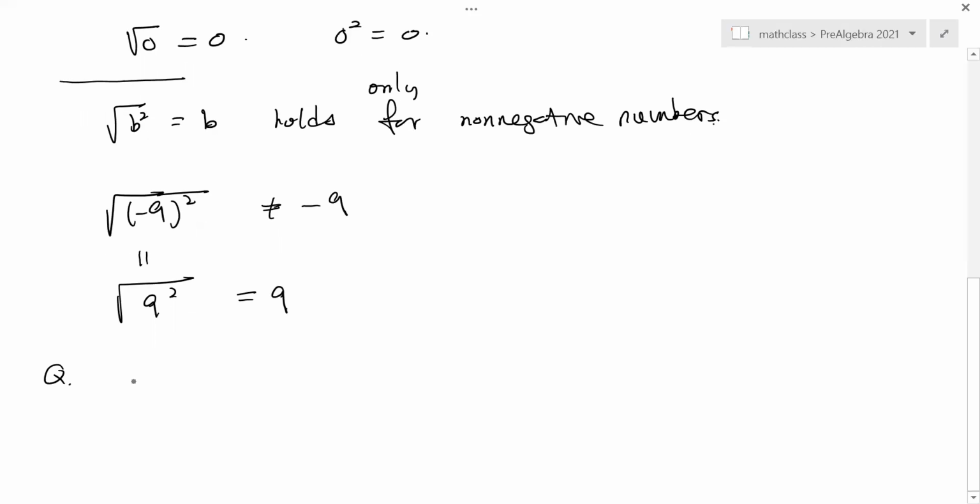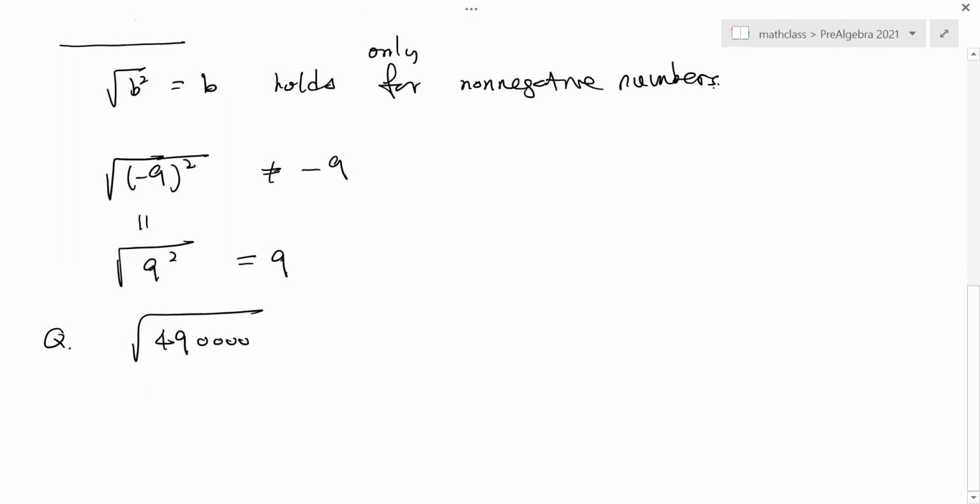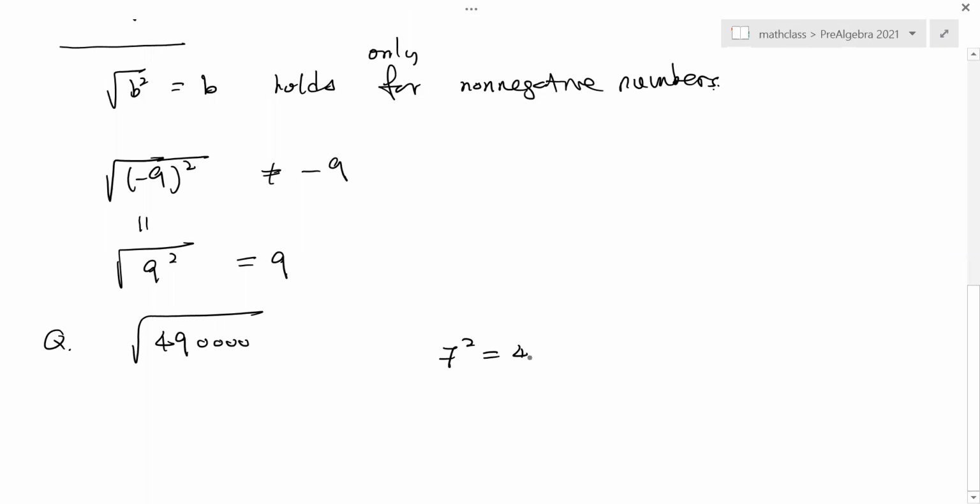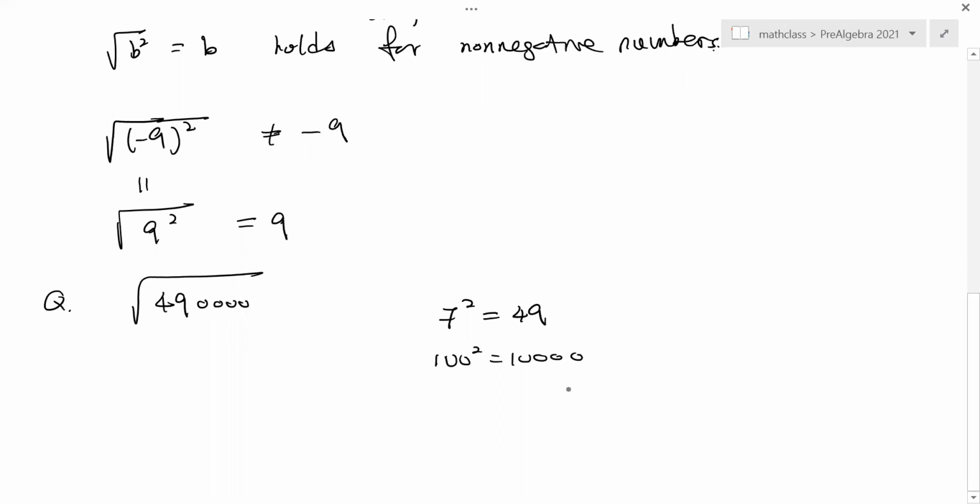Okay, so simplify this, 490,000. We should know that 7 squared equals 49. That's very important. So 100 squared is 10,000, right? If we know that, then it's 700 squared. So you can express it as 700 squared, then use the above formula and get 700.